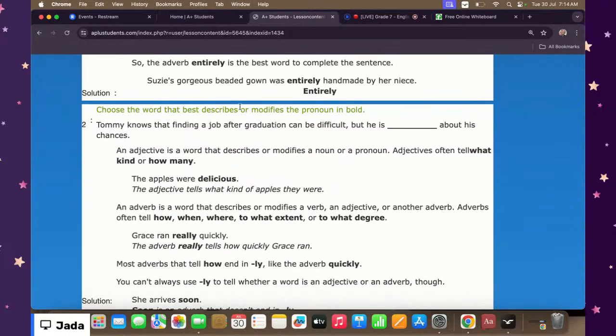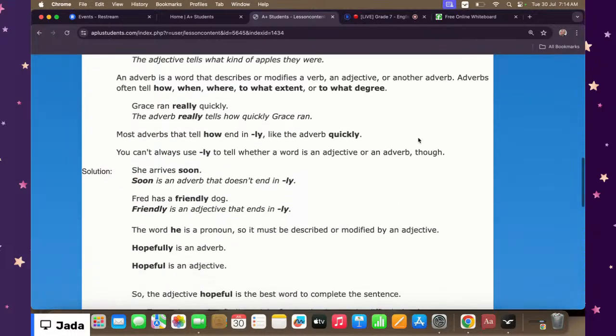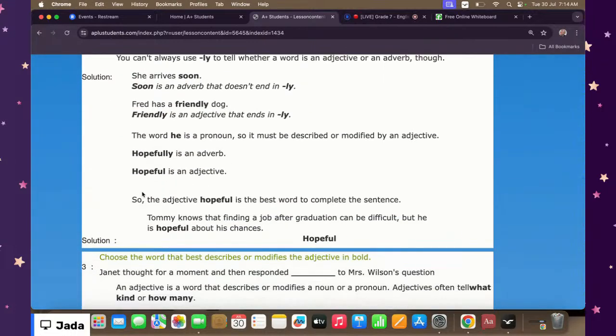Tommy knows that finding a job after graduation can be difficult, but he is dash about his chances. So his word: hopeful. The adjective hopeful is the best word to complete the sentence. Hopefully, with ly, is an adverb, but hopeful is an adjective. So Tommy knows that finding a job after graduation can be difficult, but he is hopeful about his chances. Okay, so he's hopeful regardless.